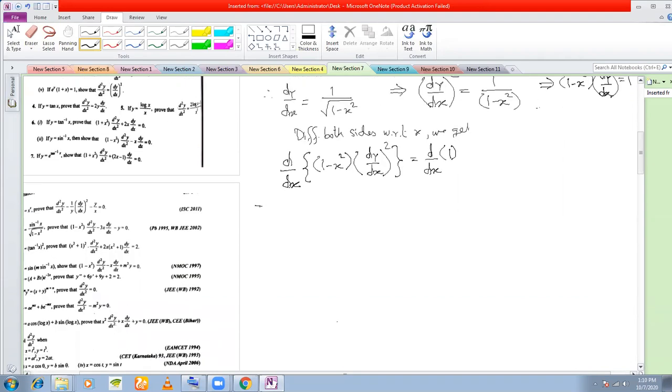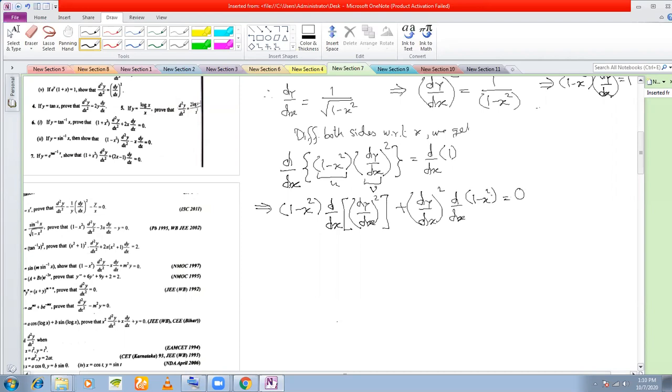Now you consider this as your u and this as your v and differentiate by the u into v rule. So first function 1 minus x square into d/dx of (dy/dx) square, right? Plus (dy/dx) square into d/dx of 1 minus x square. And the right hand side is a constant, so differentiation is 0.